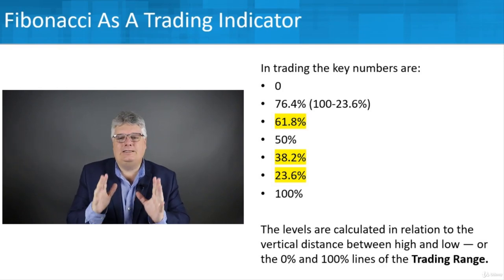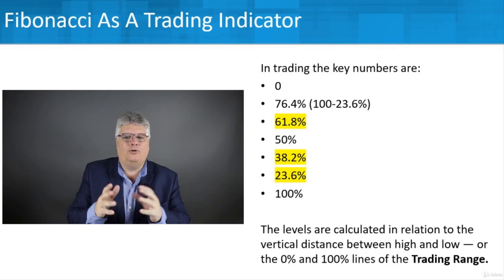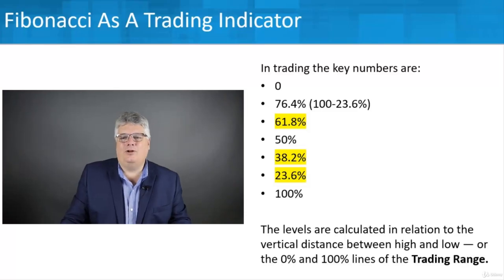Again, these are not prices. It's not 61.8 rupees or dollars or whatever it might be, euros, or 38.2 or anything like that. It's a percentage. 61.8% would be an example of a number in our trading range as using Fibonacci.